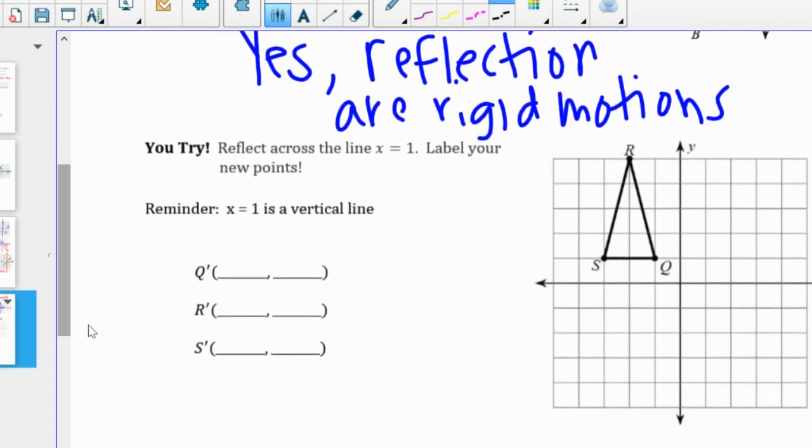All right, one last one for you to try. A reminder, x equals 1 is a vertical line. So you are drawing in your vertical line through x equals 1. Where do Q prime, S prime, and R prime end up at?